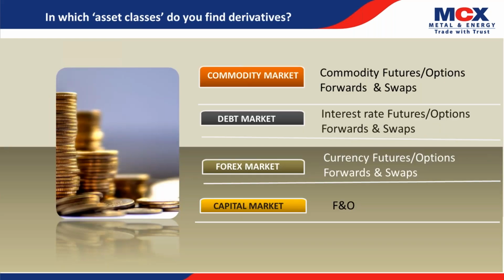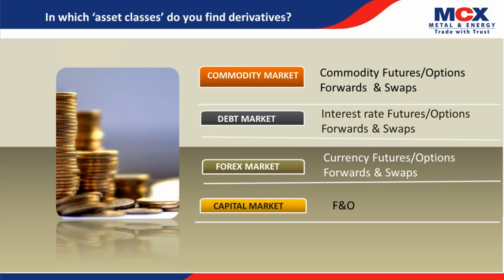Now, in which asset classes do you find derivatives? We find them in all the asset classes. For instance, in the commodity markets, we have commodity futures, commodity options, commodity forwards, and commodity swaps. Similarly, in the debt segment, we have interest rate futures, interest rate options, interest rate forwards, and interest rate swaps. So the asset class changes to the debt market, however, the instruments are the same ones that we referred to earlier. In the forex market, we have currency futures, currency options, currency forwards, and currency swaps.